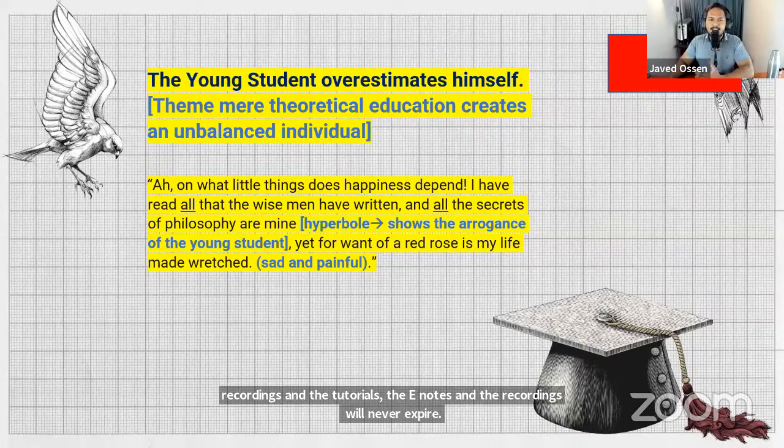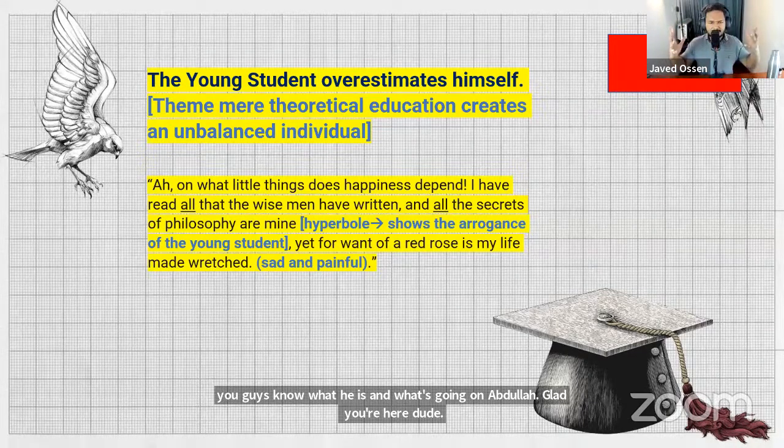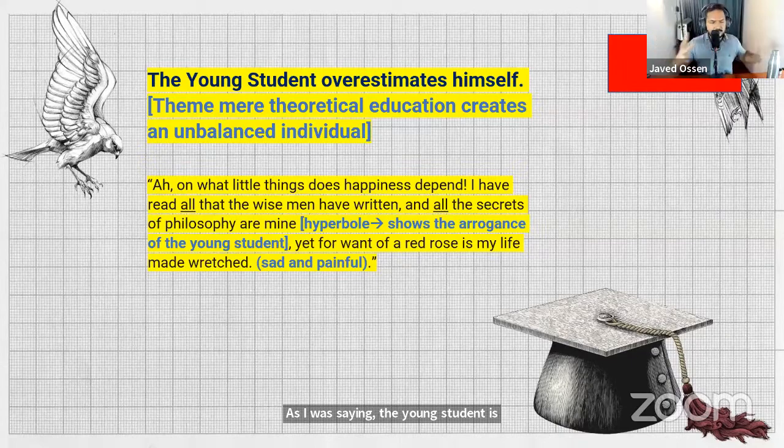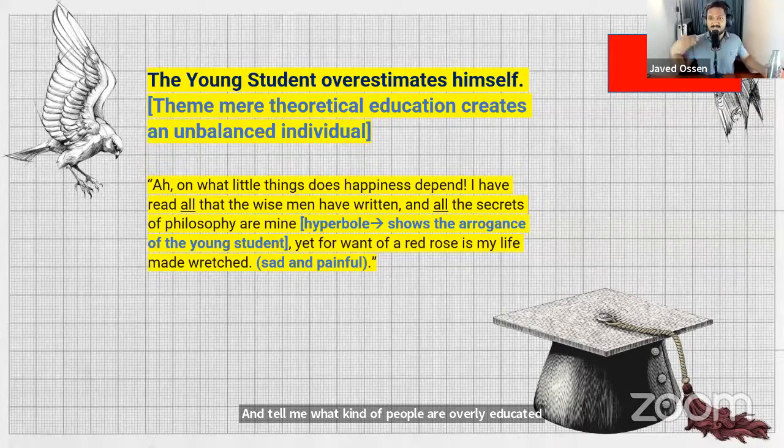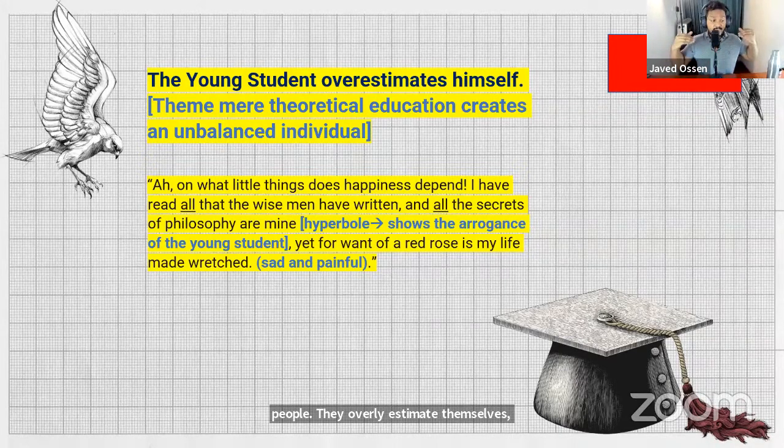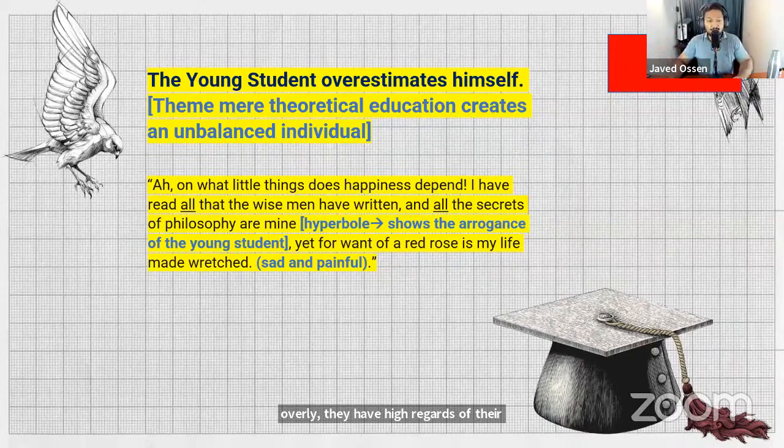As I was saying, the young student is overly educated. He is merely educated. He is not practical at all. And tell me, what kind of people are overly educated people? They overly estimate themselves, right? They have high regards of their self. And how does the young student behave here? On what little things does happiness depend?